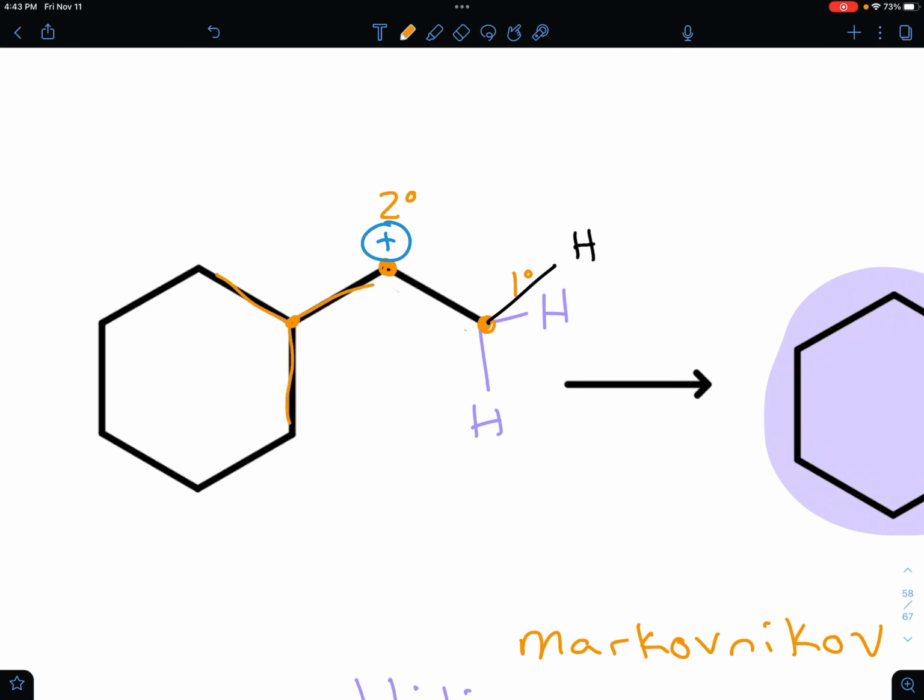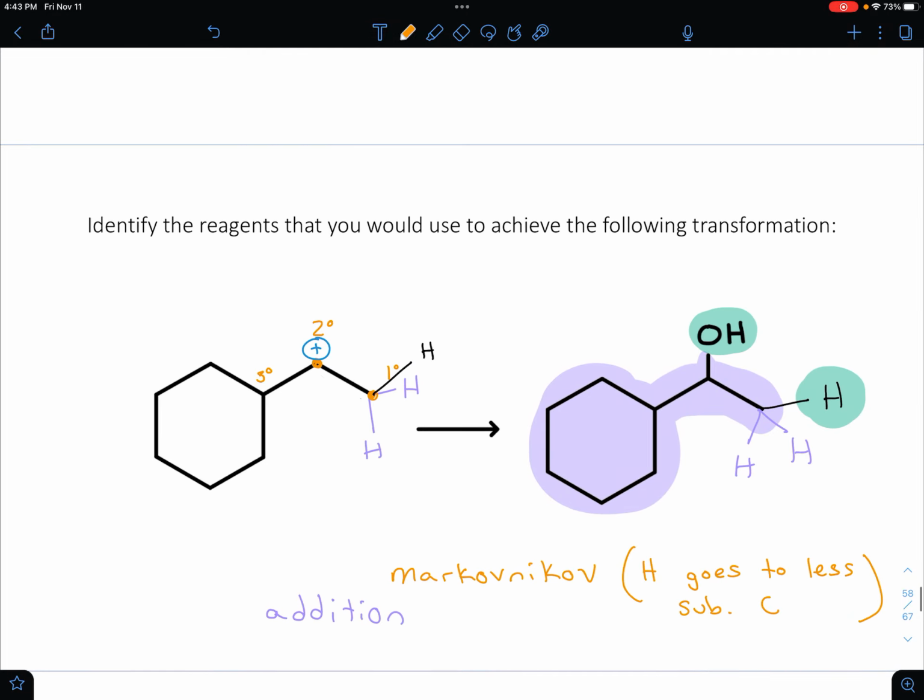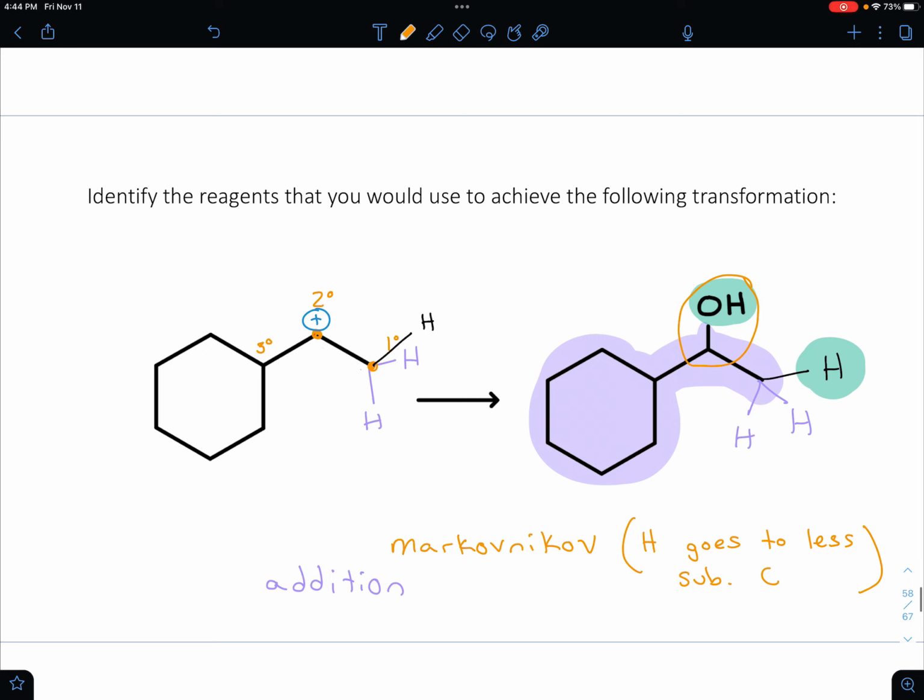But to the left, this carbon is bonded to 1, 2, 3 other carbons, so it is tertiary. And if you formed a carbocation, it would rearrange to that tertiary position. And that means that the nucleophile would add to the tertiary position. But here we can see that the OH did not add to the tertiary position. It added to the secondary one. And that means that we do not want a carbocation rearrangement.